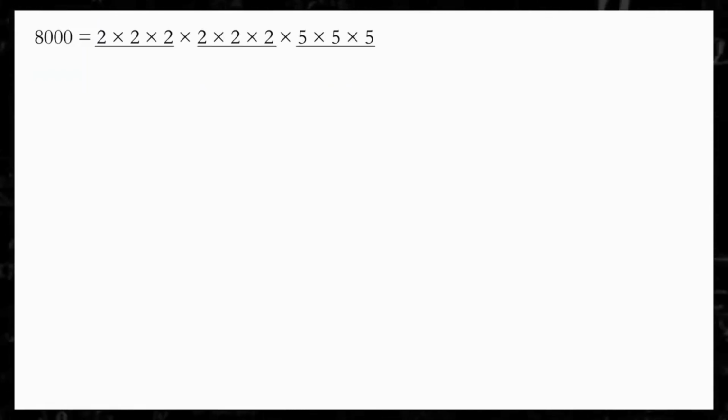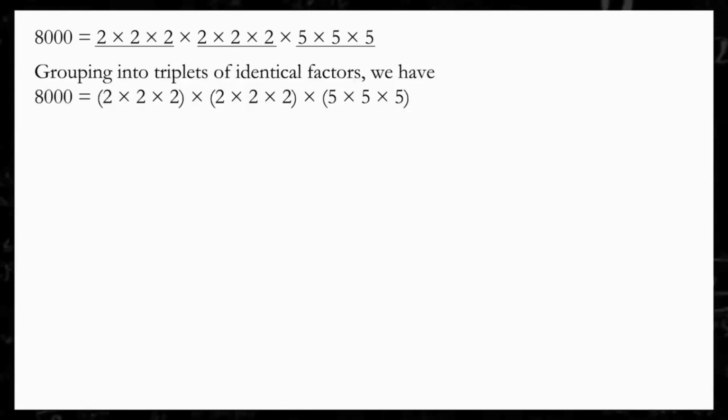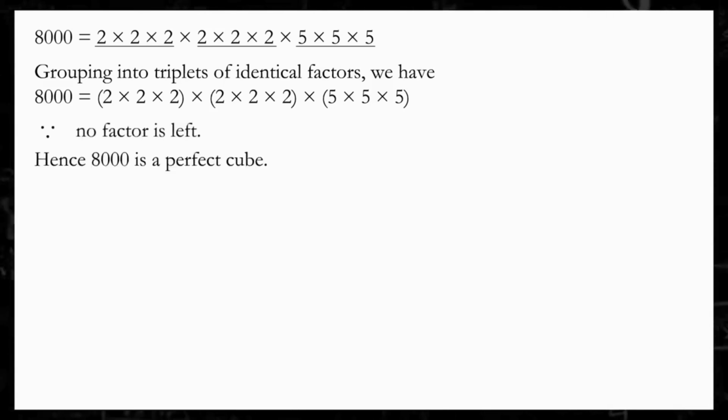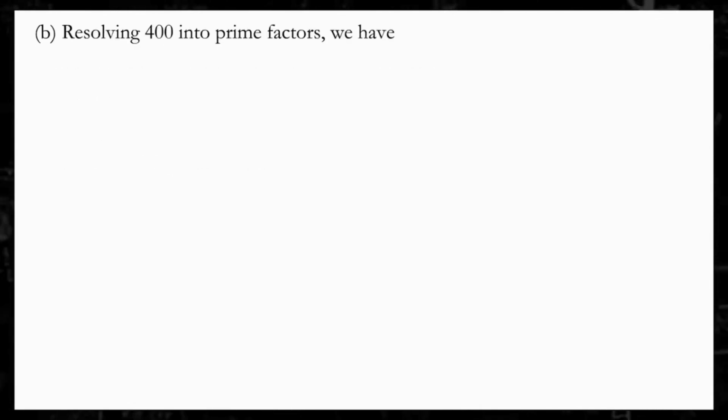8000 is equal to 2 into 2 into 2 into 2 into 2 into 2 into 5 into 5 into 5. Grouping into triplets of identical factors, we have 8000 is equal to (2 into 2 into 2) into (2 into 2 into 2) into (5 into 5 into 5). Because no factor is left, hence 8000 is a perfect cube.